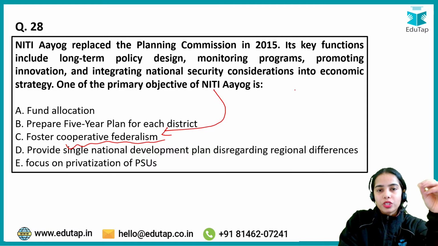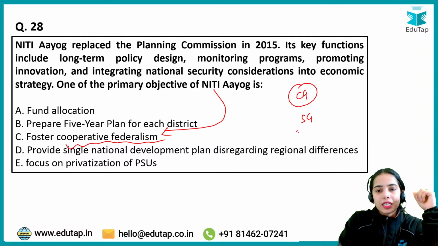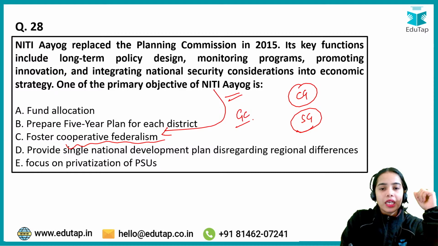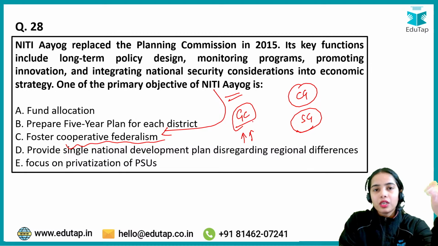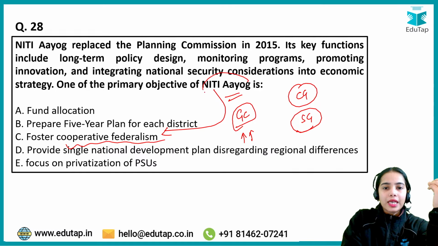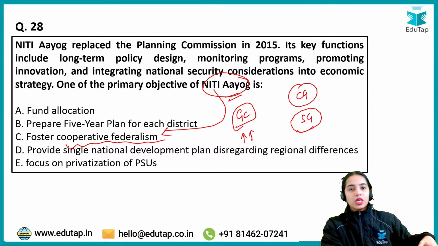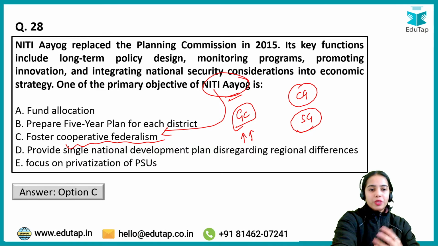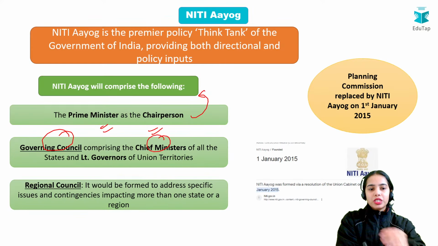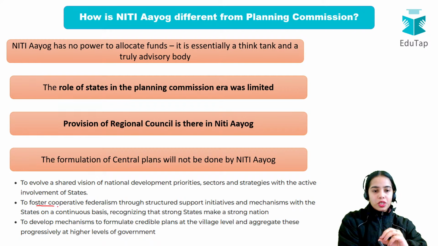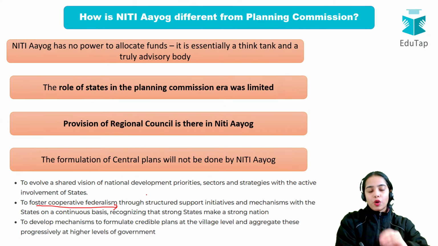That is, it fosters cooperation between the central government and the state governments. In the NITI Aayog, there is a governing council that consists of the chief ministers of all the states and lieutenant governors of all the union territories. The Prime Minister is the chairperson of the NITI Aayog. There is also a regional council. Fostering cooperative federalism is one of the major objectives of NITI Aayog.